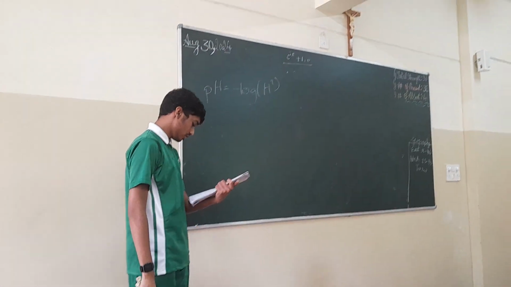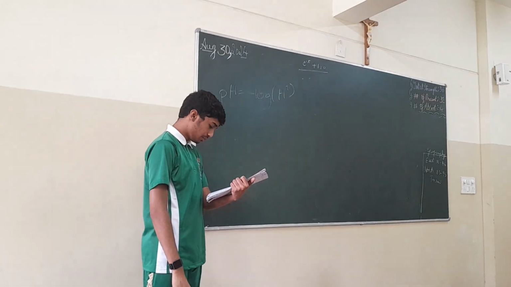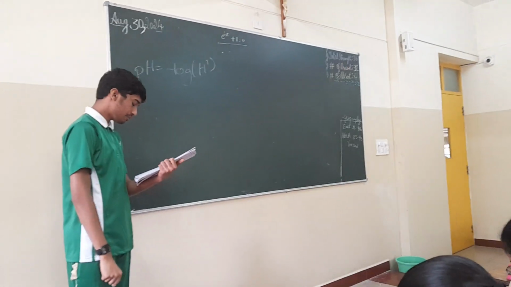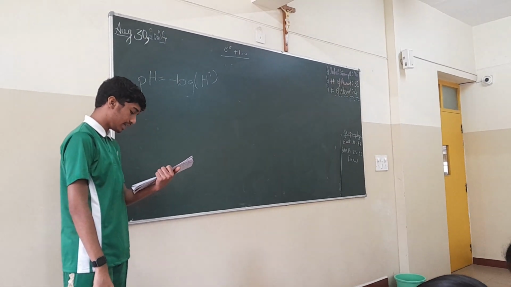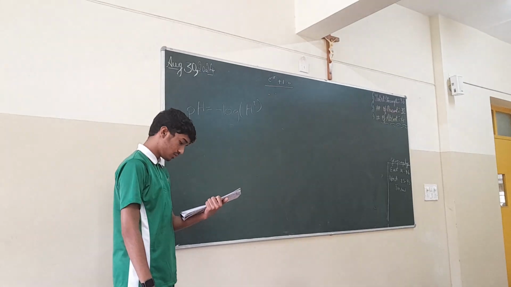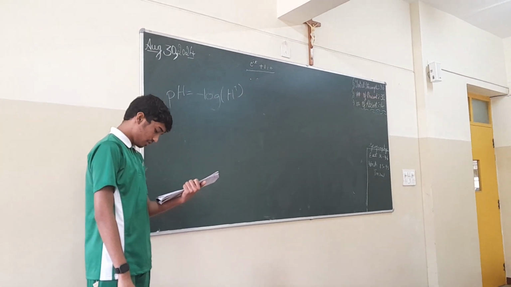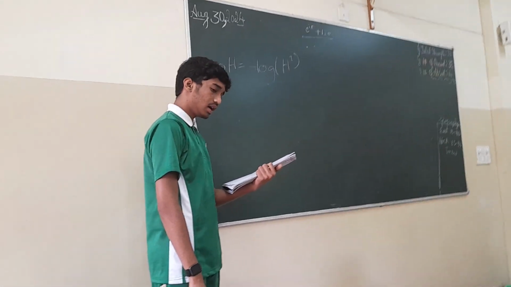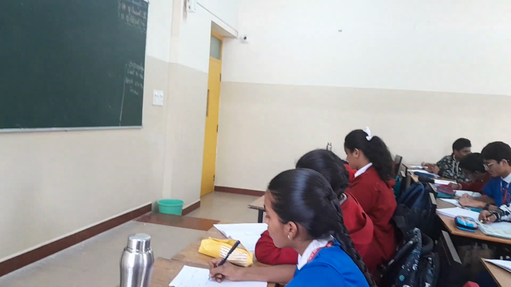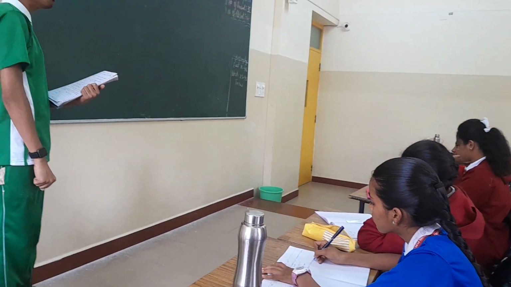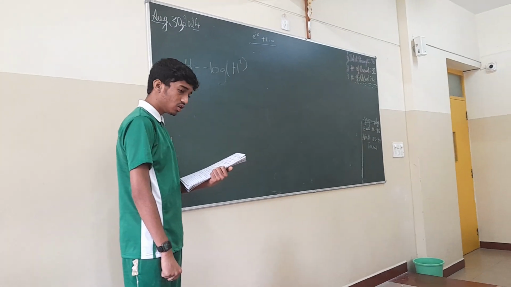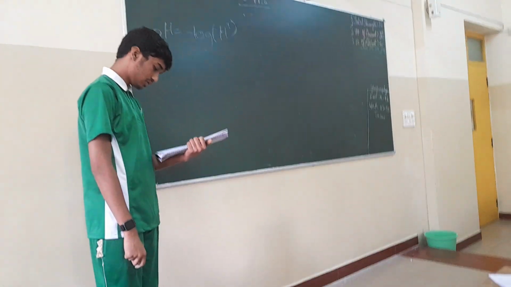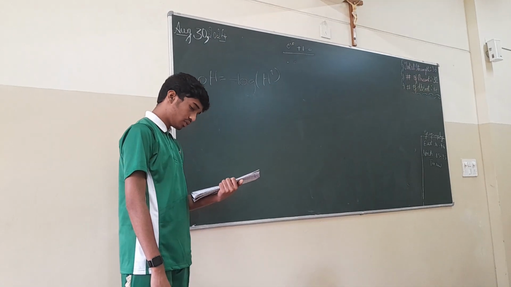It's an easy one. Write down, children. The pH of a fruit juice is 2.8. Find the hydronium ion concentration, H3O, of the juice. Please write down.